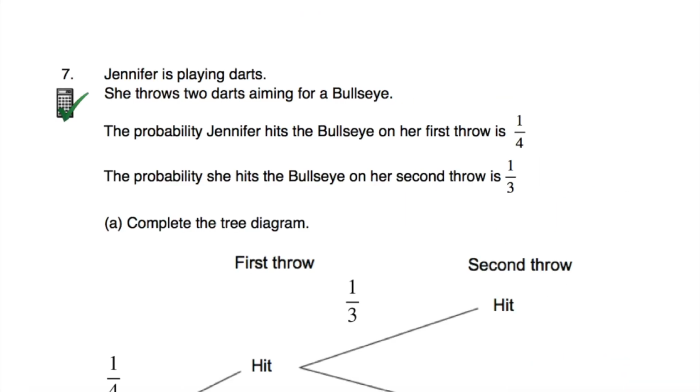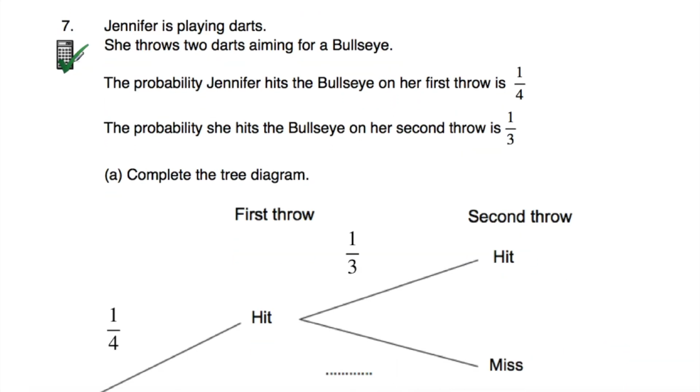Okay, next. Question number 7. Okay, let's have a look at our next question, question number 7. So question number 7 says, Jennifer's playing darts and she throws 2 darts aiming at the bullseye. And the probability that Jennifer hits the bullseye on her first throw is 1/4, and the probability that she hits the bullseye on her second throw is 1/3.